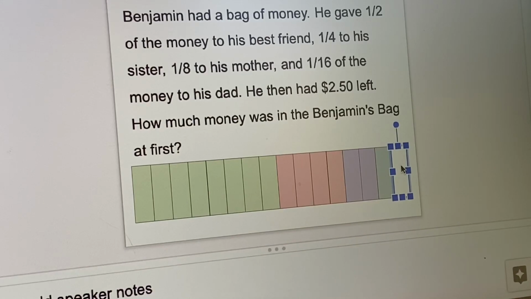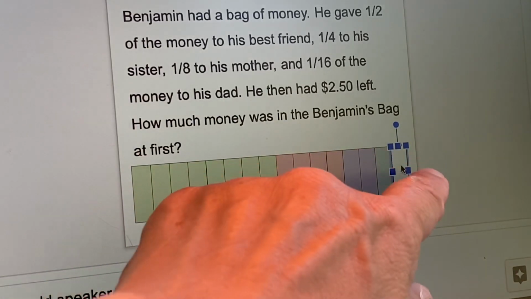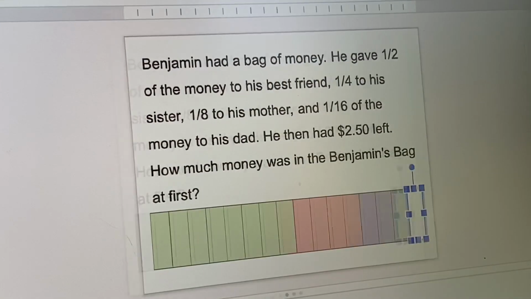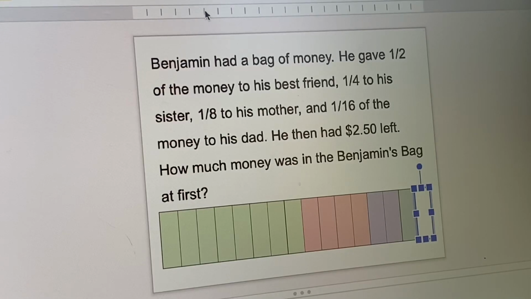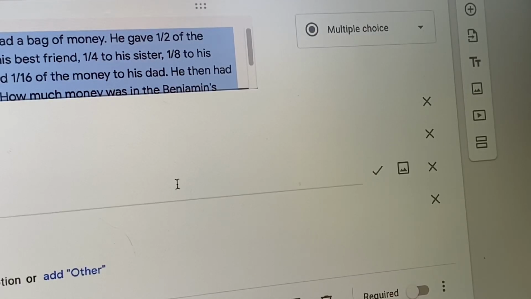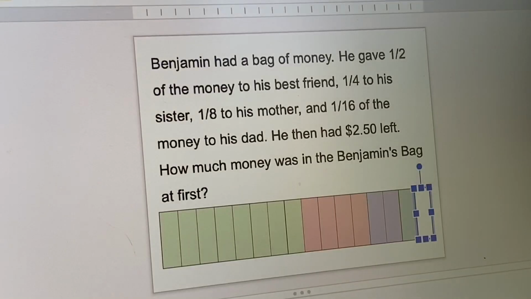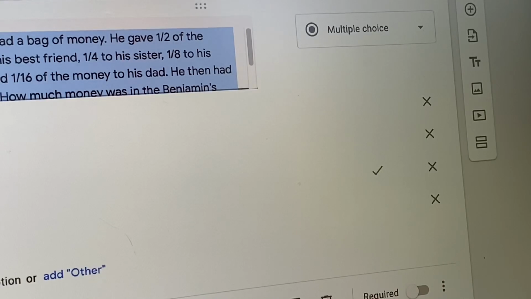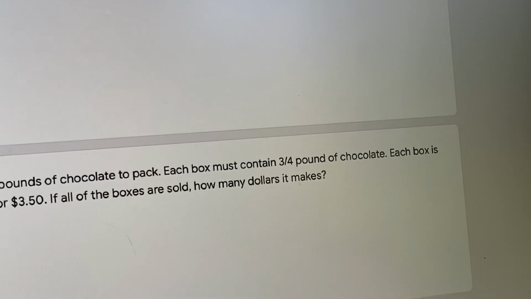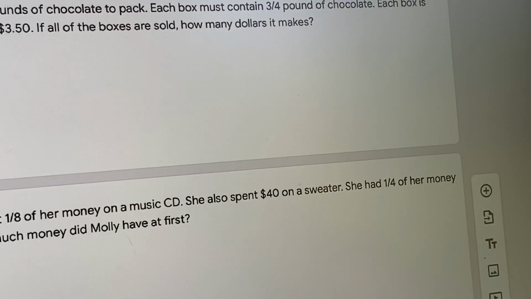How much money was in his bag? 2.5 times 16, which is 5 times 8, which is $40. Okay, so this question, the answer is $40, and we are right. That is it. It's not that easy, right? It's kind of fun.